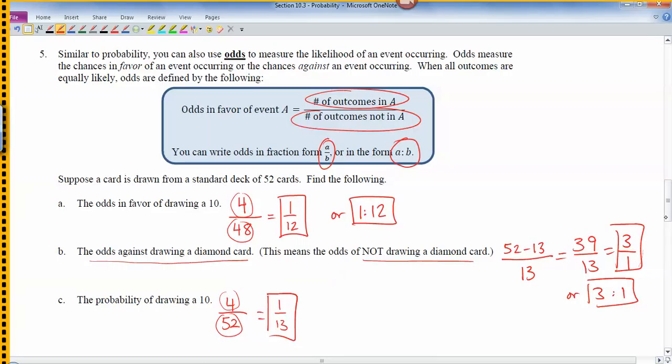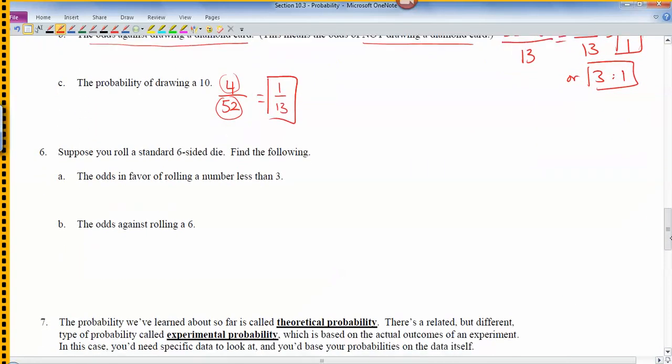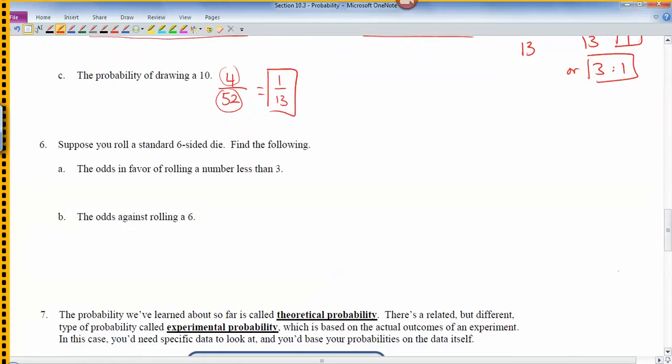Okay, let's take a look at 6. So instead of 52 outcomes, we got 6. Standard 6-sided die. What are the odds in favor of rolling a number less than 3? Well, that's the same thing as saying a 2 or a 1, right? Well, there are 2 outcomes of that, and then we're comparing it to the 4 other outcomes that you can get. So it's a 1 to 2 set of odds, or 1 to 2.